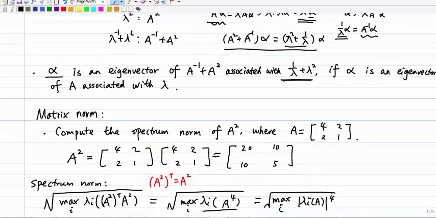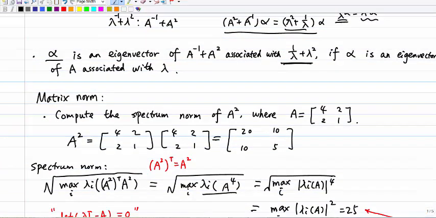The second kind of question is about matrix norm, or vector norm and matrix norm. So here are questions about how to compute the spectral norm of a square matrix. Here I give you a matrix A, which is 4, 2, 2, 1, and pay attention to the question: compute the spectral norm of A squared. Okay, so this is different from the spectral norm of A. Don't compute just the spectral norm of A.